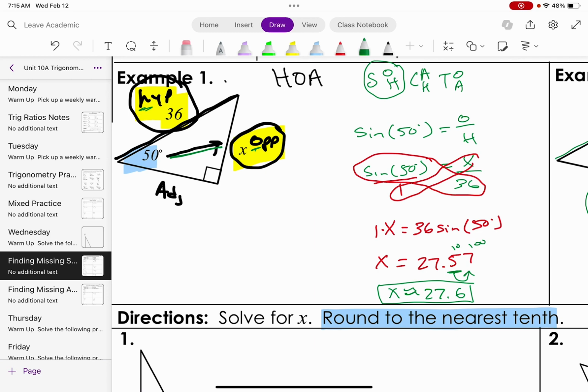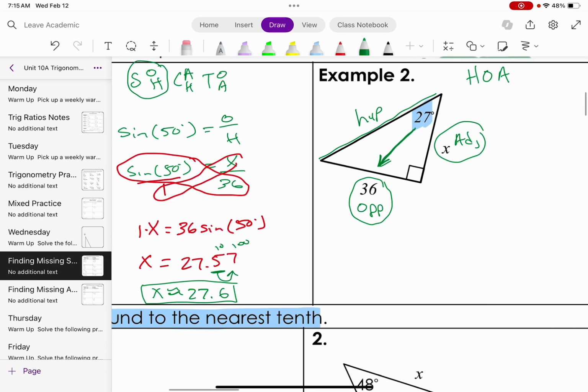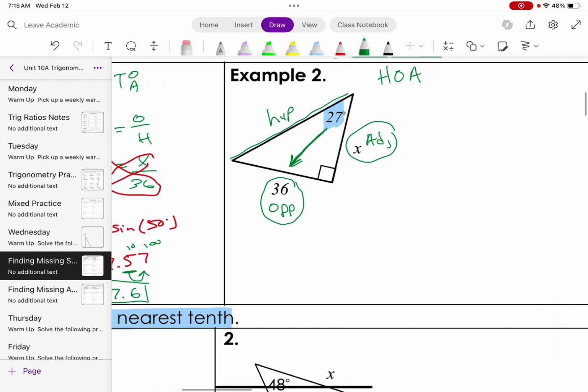Now, I will give you a heads up. Just make sure your calculator's in degree mode. If you get some sort of negative number, negative numbers are not allowed for this one, because our degree is going to be positive for this unit, okay? So that's example 1. Example 2, okay?